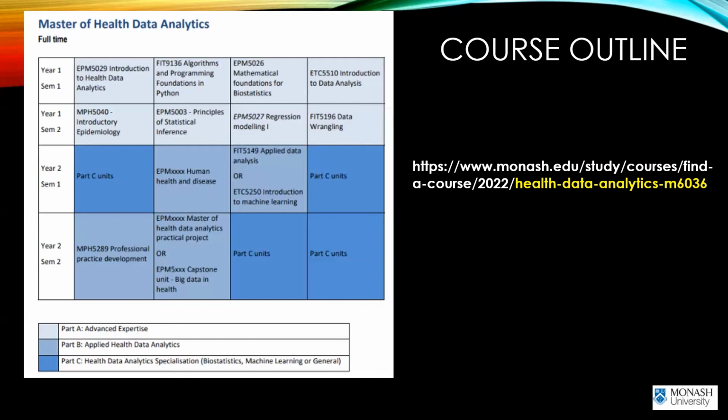Then in the second semester, so this is designed for a full-time student who does 4 subjects per semester, there's introductory epidemiology. Then there's another statistical unit about statistical inference. That's statistical tests, confidence intervals, p-values, etc. And then a unit about statistical regression modeling. And also a unit conducted in Python about data wrangling. So I mentioned specifically about Python that some subjects will be done in R and some in Python, because it's really important that graduates come out with skills in both packages.